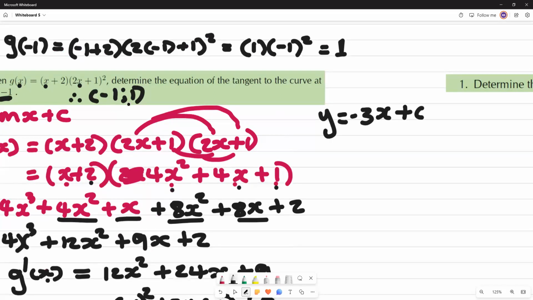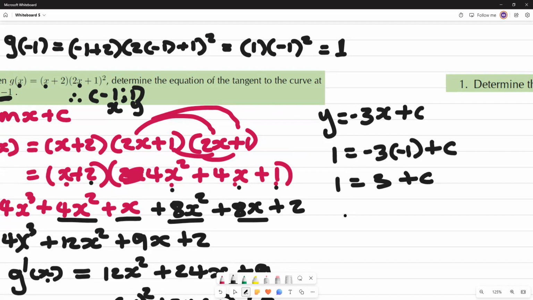Now I can substitute these two, which is 1 equals -3 times -1 plus c. Because this is the y value, that is the x value. So where there was x, I put -1. Where there was y, I put 1. And let's see what this gives us. Here we get 3 plus c. Therefore, we can all see that c will be -2. Therefore, the equation of the tangent will be y = -3x - 2. Okay.